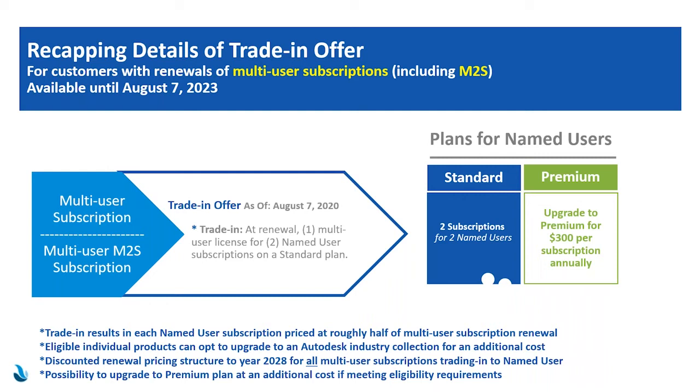Eligible individual products can upgrade to an Autodesk industry collection at trade-in. It's going to be a much lower cost. It's going to be a little higher than maybe keeping your individual product, but much lower. And it's going to be discounted until year 2028. This is for all multi-user subscriptions that trade into named user. And you have the option to upgrade to premium plan at an additional cost if interested and you meet those eligibility requirements.